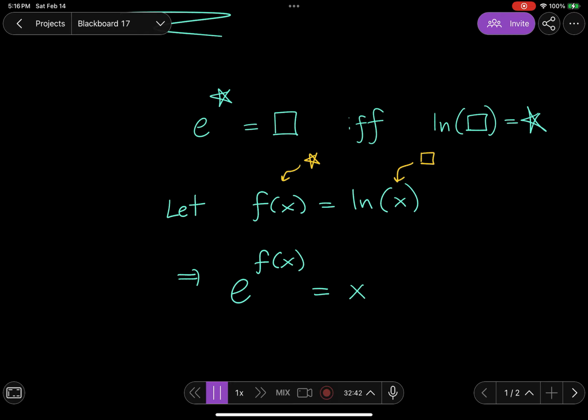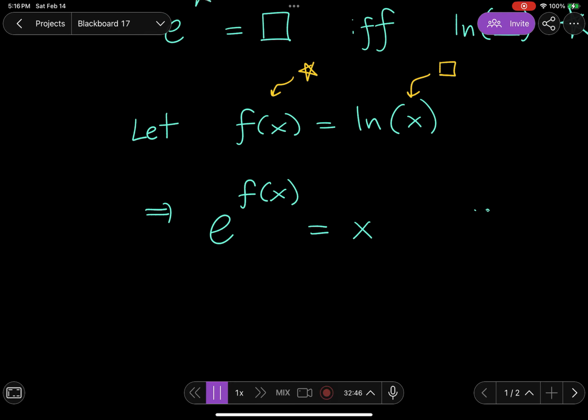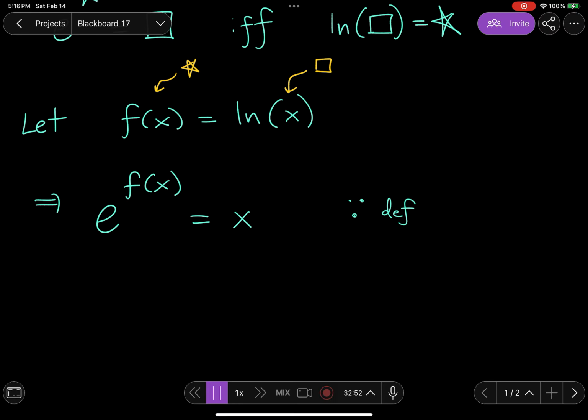And I really want to figure out what f prime is, so what I'm going to do is take the derivative on both sides. This is by definition of natural log, or really because of this rule up here. But I'll write definition of natural log and e to the x, or really the definition of inverse functions.